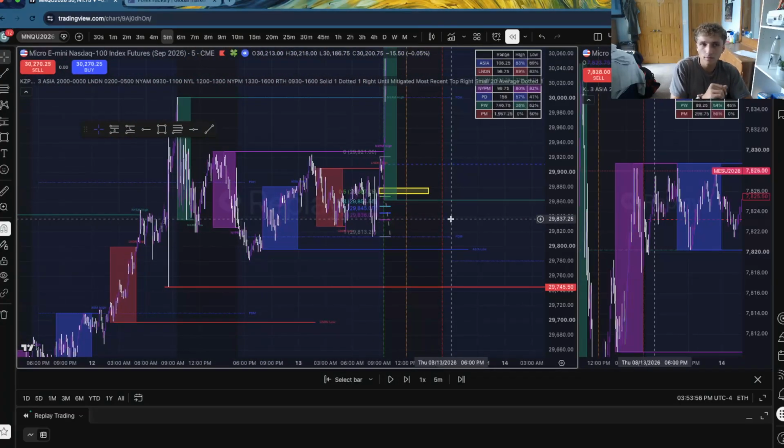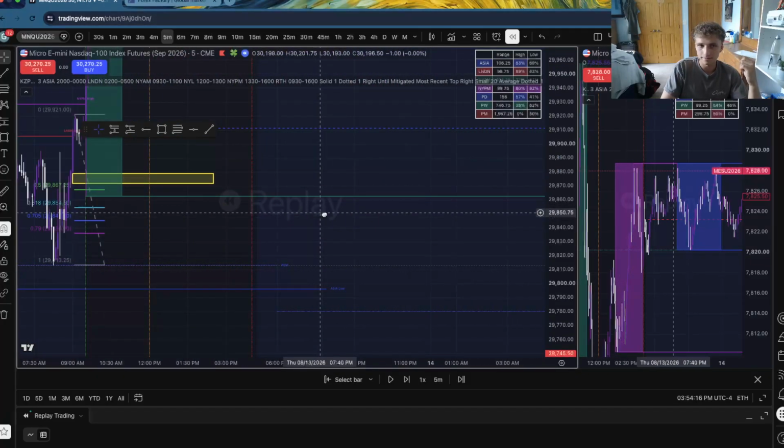As you should know, Nasdaq and ES are a correlated pair, and they're very similar, so they move very alike. When one low gets swept on Nasdaq, we get a move in ES from that.